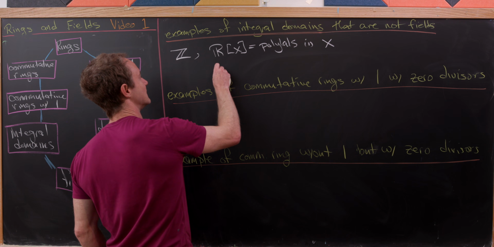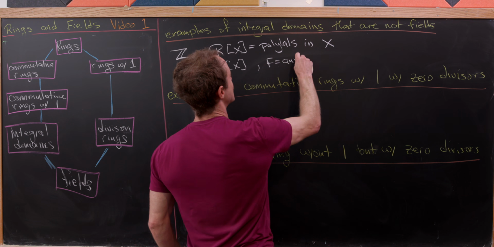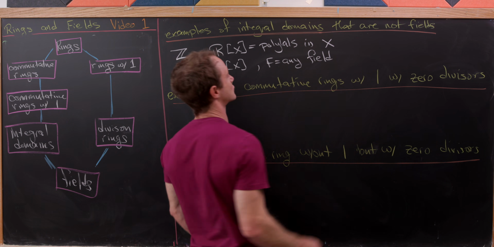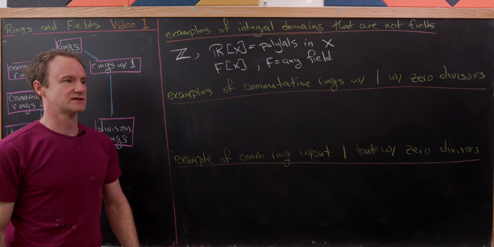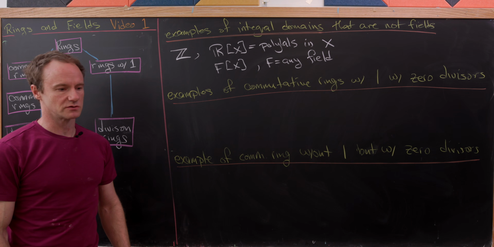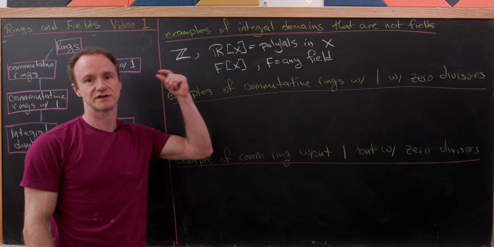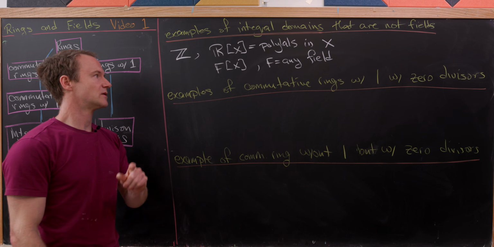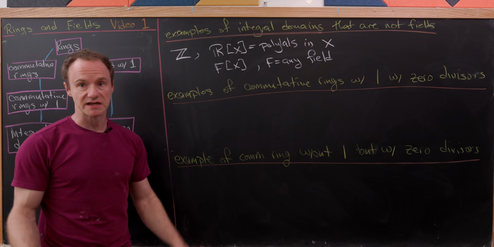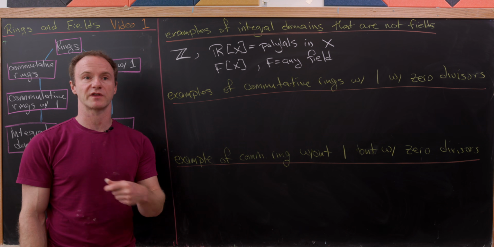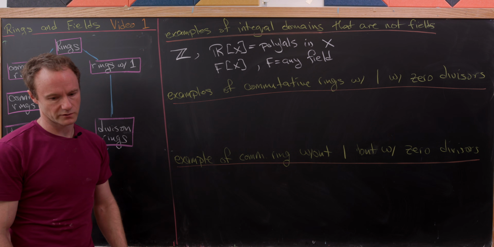In fact, if you have F adjoin x, where F is any field, you get an integral domain that is not a field. So that gives us a nice collection of integral domains that are not fields, like Q adjoin x, polynomials where the coefficients are rational numbers, C adjoin x, polynomials where the coefficients are complex numbers, Z_13 adjoin x, that would be polynomials where the coefficients are integers mod 13, and so on and so forth.